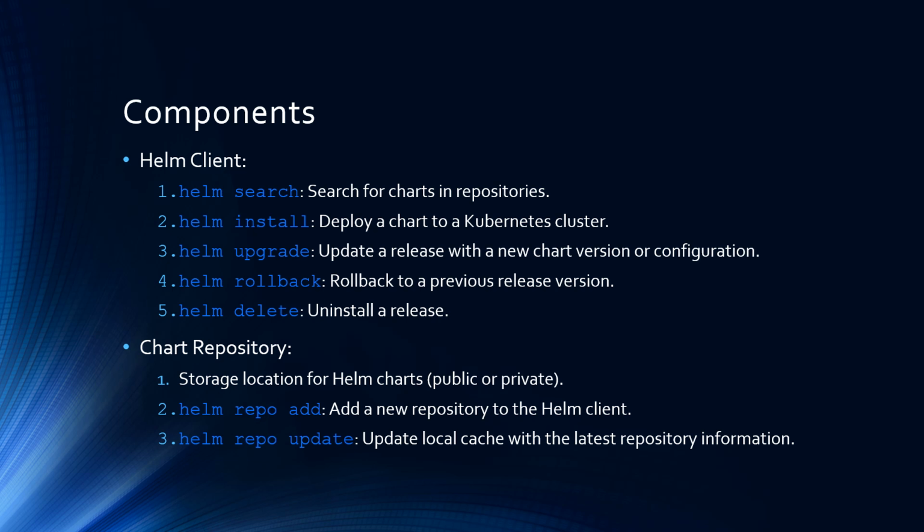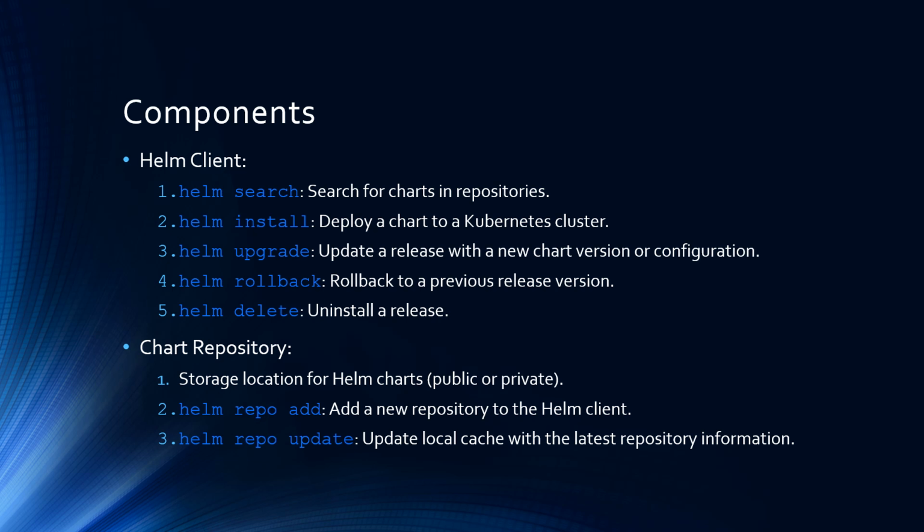Helm Rollback is your safety net. If an upgrade causes issues, you can quickly revert to a previous known good state. This capability is invaluable in production environments where downtime must be minimized. Helm Delete cleanly removes releases from your cluster, ensuring all associated resources are properly cleaned up.